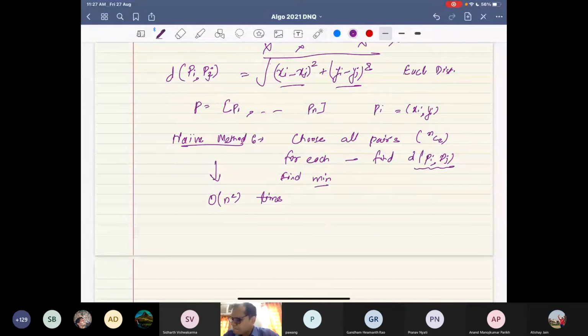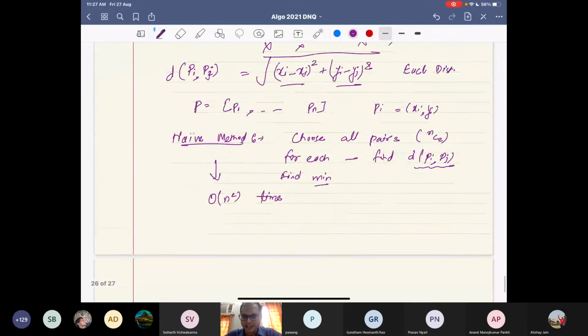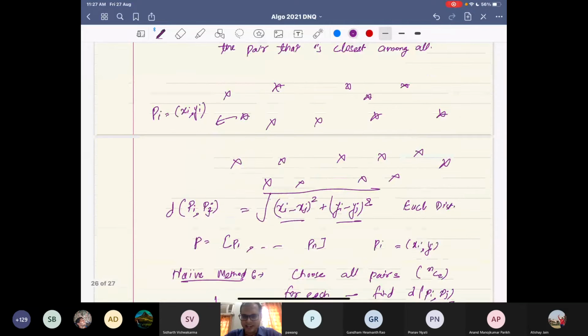So you have this problem where a naive solution will take you order n square. Now the question is, we have to do better. And how will we do better? Divide and conquer. That is the topic of the class. If it is in the exam, you have to think. But at least now you don't have to think. So you are doing divide and conquer. Okay, so now, how will I do divide and conquer?